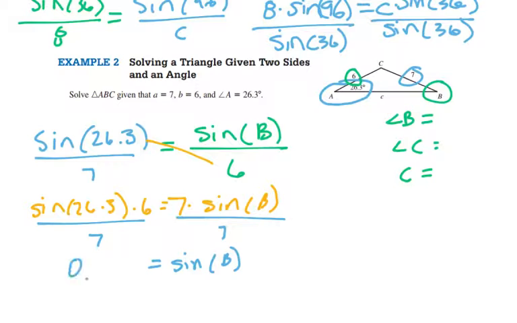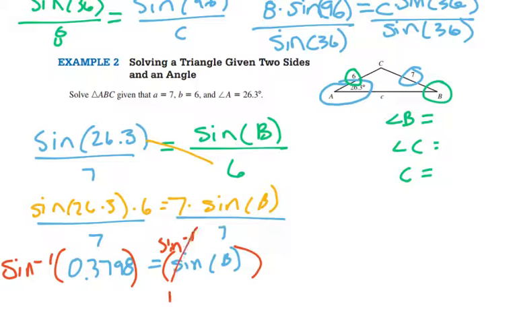So we have 0.3798. And then to solve, because we have sine, we need to do sine inverse to cancel out the sine. So if we do sine inverse of both sides, the sines cancel and we're left with b. And then sine inverse of that previous decimal leaves us with 22.3198. So angle b is 22.32.